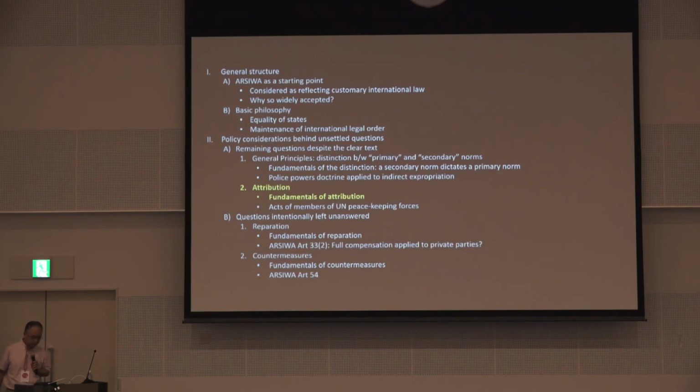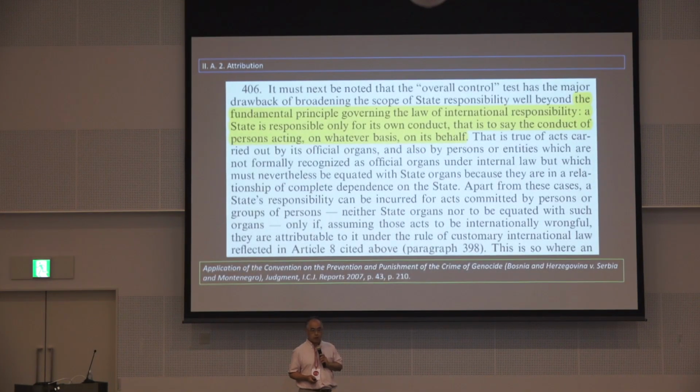Second question, attribution. You are responsible for what you have done. You are not responsible for what any others have done, right? You are solely responsible for what you have done. And this is a fundamental position. You're now looking at the quite important judgment of the International Court of Justice rendered in 2007, already 15 years ago, Yugoslavia genocide question. The fundamental principle governing the law of international responsibility is that the state is responsible only for its own conduct, that is to say, the conduct of persons acting on whatever basis on its behalf. States are responsible for what they have done.